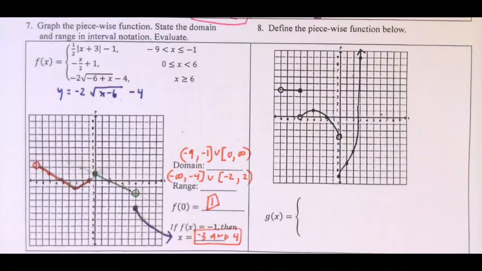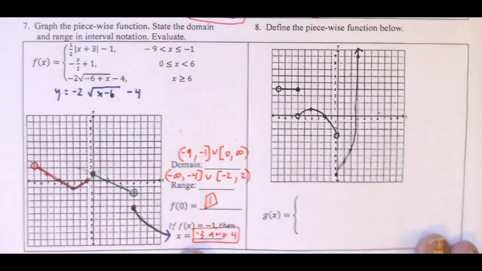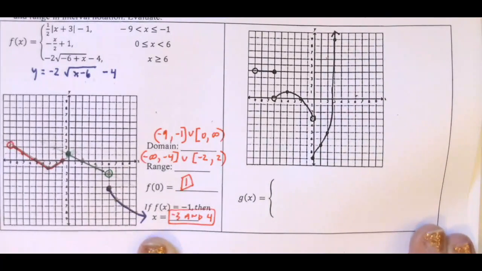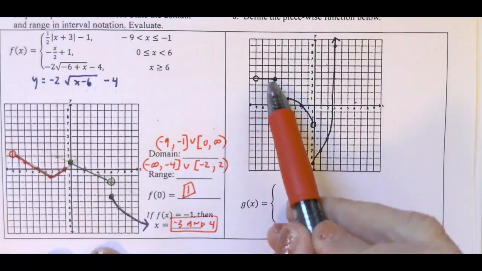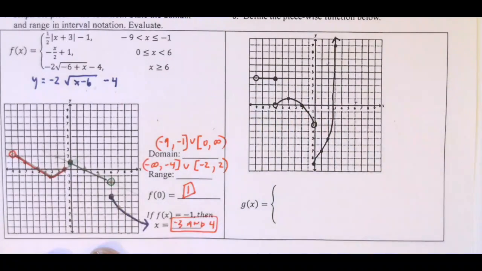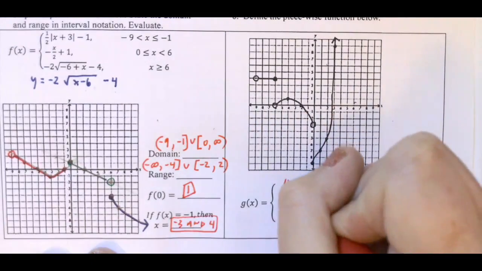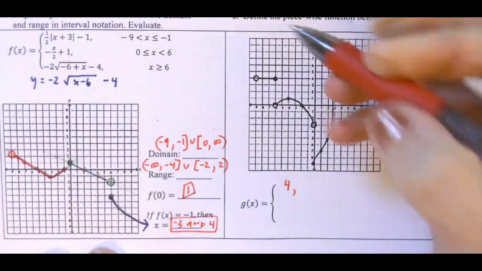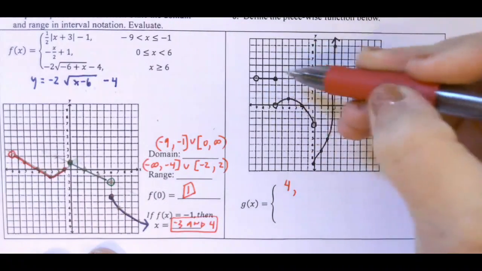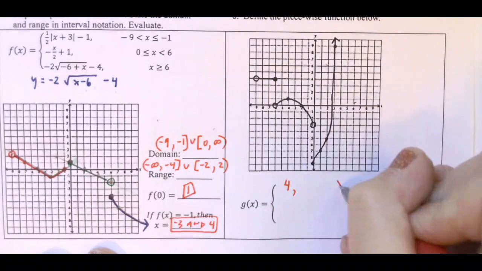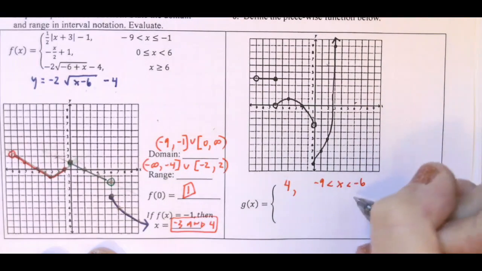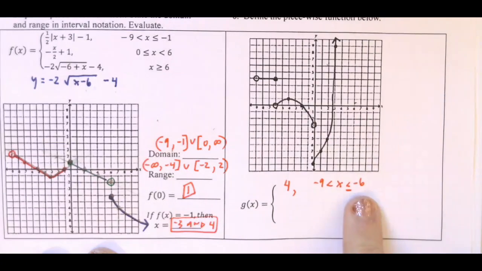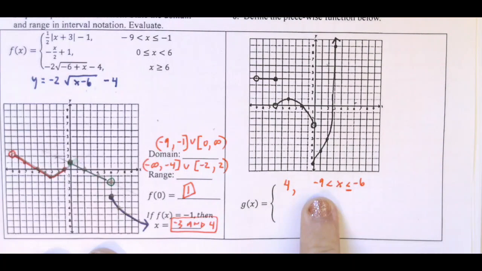Okay, last skill is, can you write the function backwards? Okay, so if I give you a graph, can you write what the function actually is? Let me slide it to there. So here we should see that that is just a horizontal line. So we would say, well, that is y equals 4, but only between negative 9 and negative 6. It has a value at negative 6, but not at negative 9.